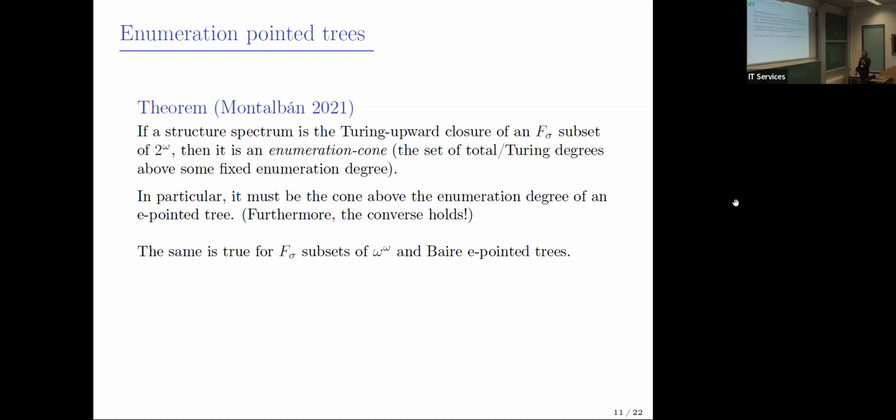So, I mean, I'm not blaming you, I should blame us. We were thrown a little bit by that. So we really thought that by understanding e-pointed trees in Cantor space we understood these enumeration cones, and we didn't think about e-pointed trees in Baire space.